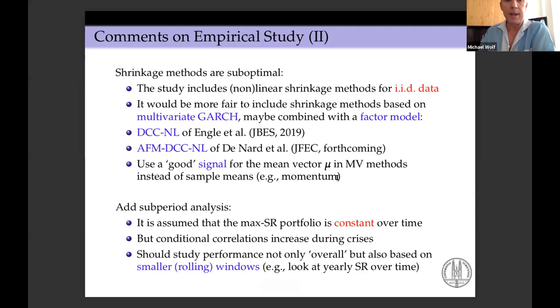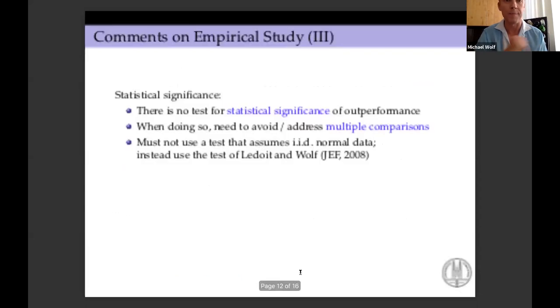And then maybe you want to look at subperiods. Again, in your model, the maximum SR portfolio is constant over time, but things may change during crisis. So if you did a rolling window exercise, how does the relative performance of the methods develop over time? Is it still the same during crisis versus good times? Or maybe there's a change in the ranking. It would be of interest, but right now we cannot say.